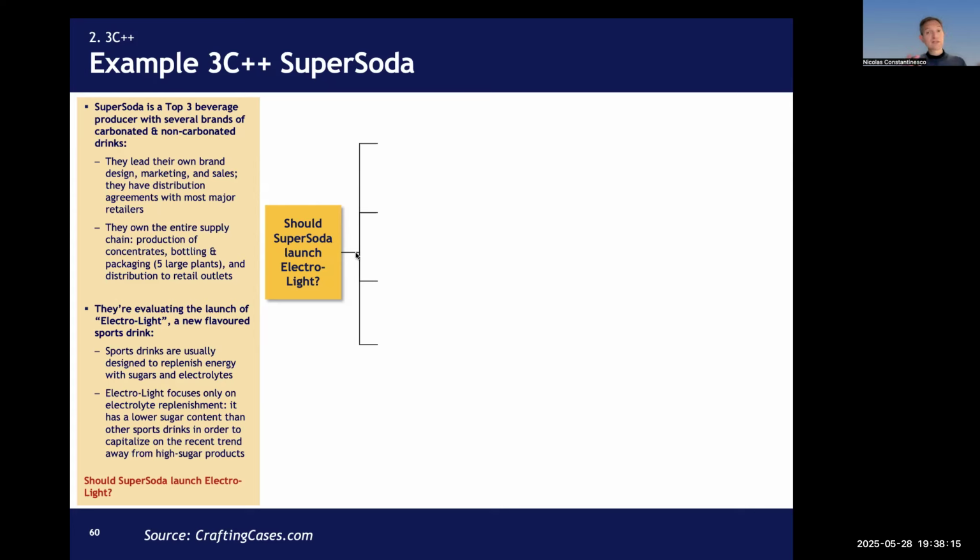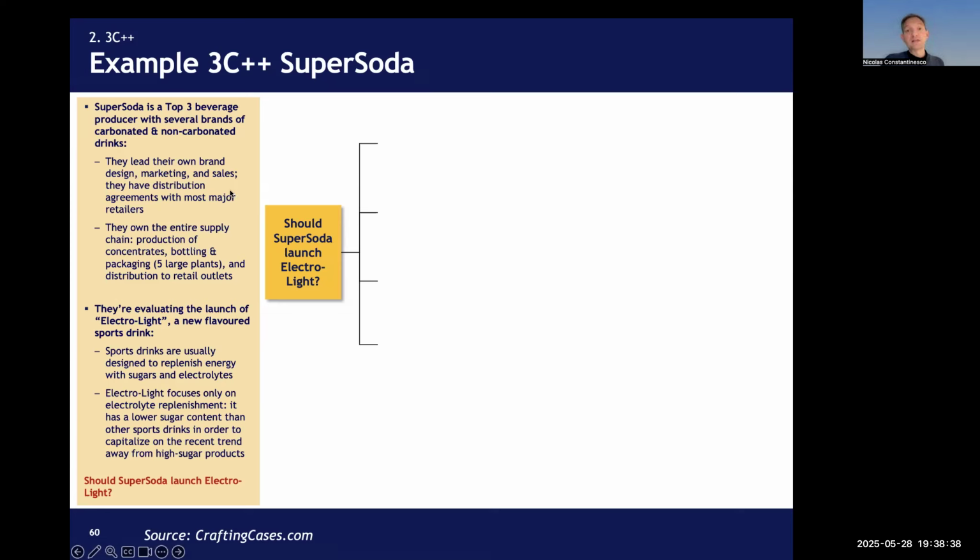Of course, it's not a trivial question whether they should do it. So the question is, should they launch this electrolyte drink? And now what we're going to do is frame this in terms of the criteria that are at stake here, but from the perspective of stakeholders. So we're going to start with the customer, because that's always the most important.